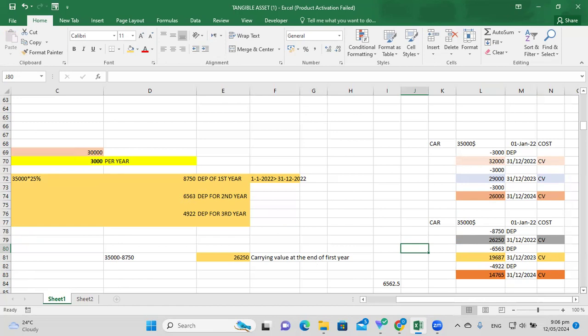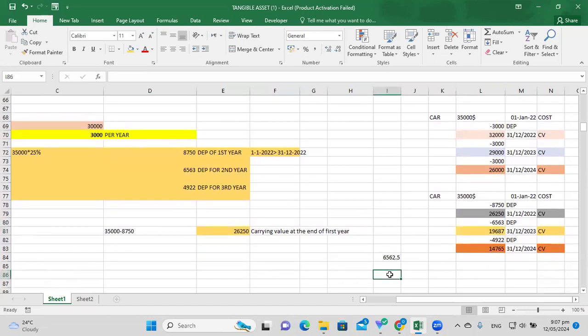Okay. Now, what was the carrying value at the end of second year? Simple. If we subtract 6563 from 26250, we will get 19687, the carrying value at the end of second year. Our second year was 31 December 2023. How do we get this? 26250, that was the carrying value at the end of first year, minus the depreciation 6563. We get 19687.